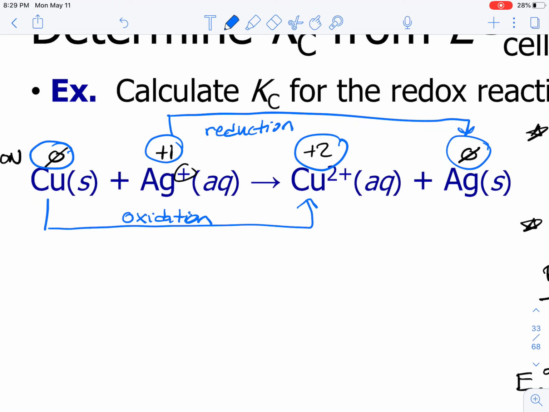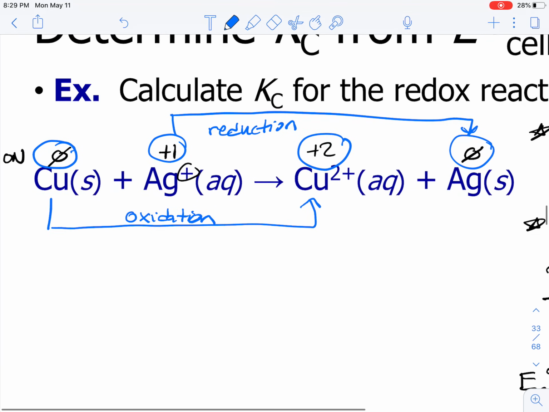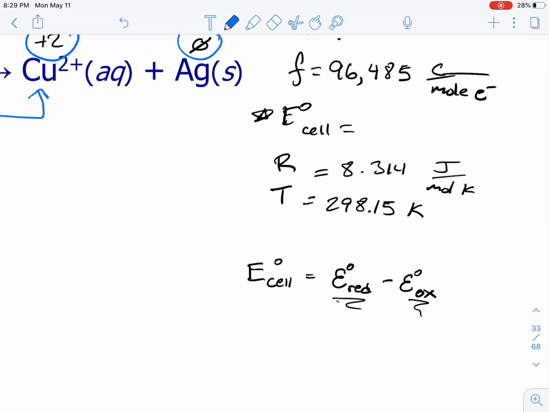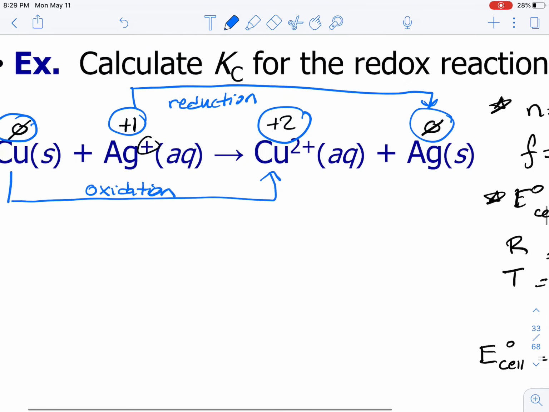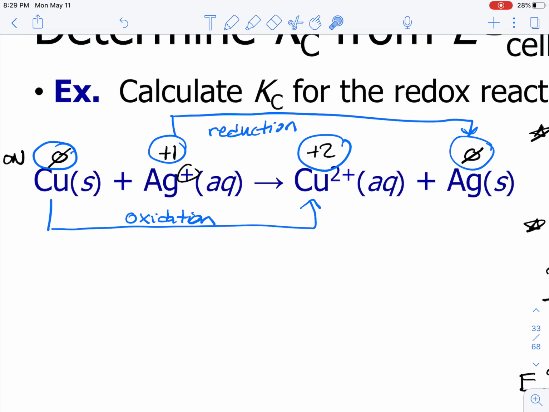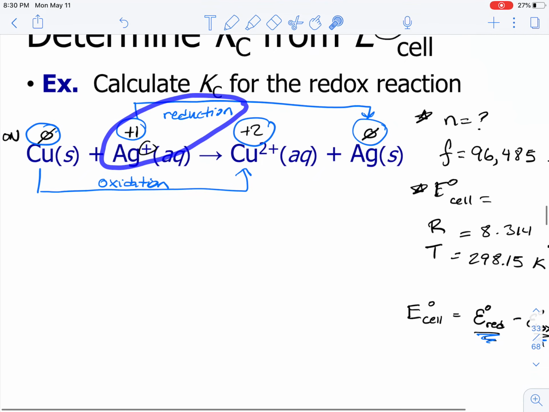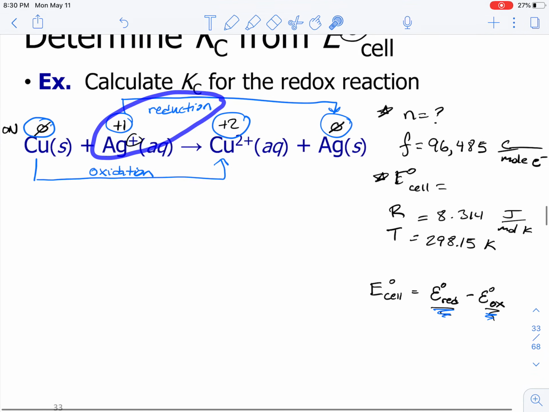So now that I've determined what's oxidized and reduced, I can probably use my reference sheet for my standard reduction potentials to fill in what I need to fill in into this equation. And so I'm going to go ahead and look at reduction first. So notice that for reduction, I'm looking for silver plus 1 with a transfer of 1 electron.